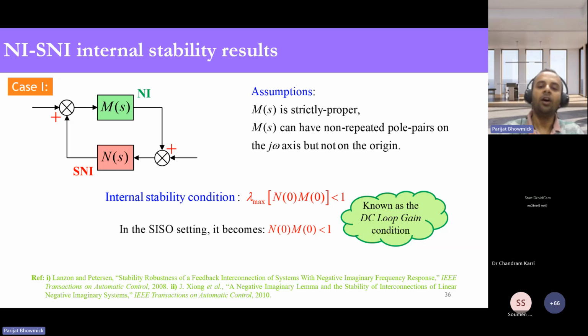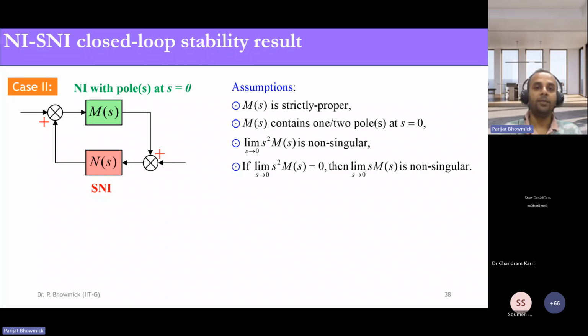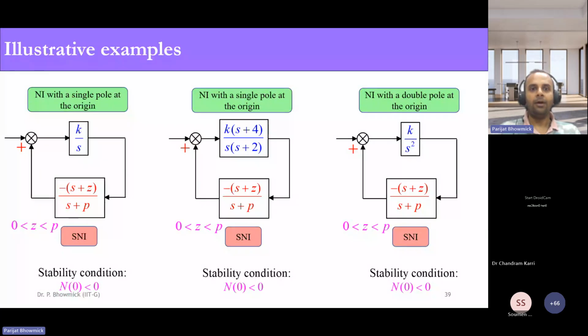That's why this version of the stability result cannot be applied to NI systems which have poles at the origin. For them we have a different version, which is why case 2 is separate from case 1. For them, the stability result relies only on the controller. Provided you have an NI system with a single or two poles at the origin, because it cannot accept more than two poles at the origin, the internal stability condition, or closed loop stability condition, will be that the controller must have a negative DC gain.